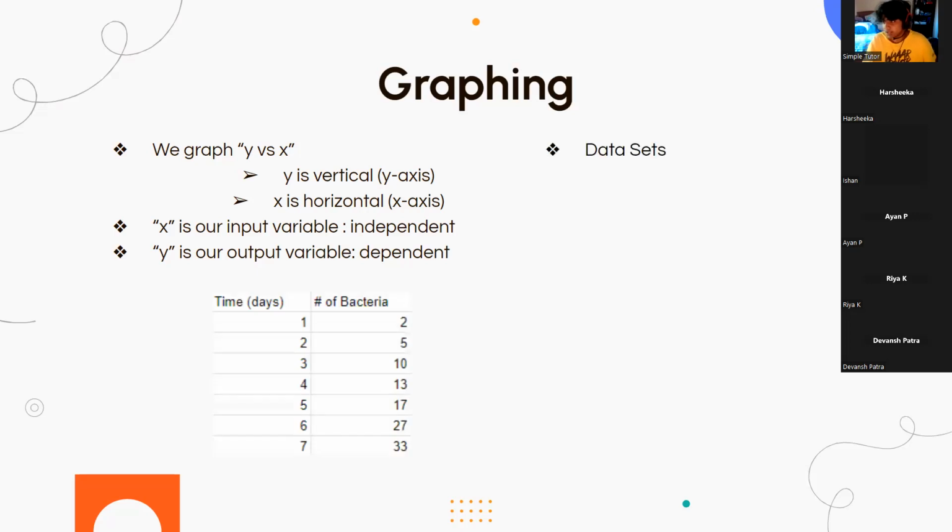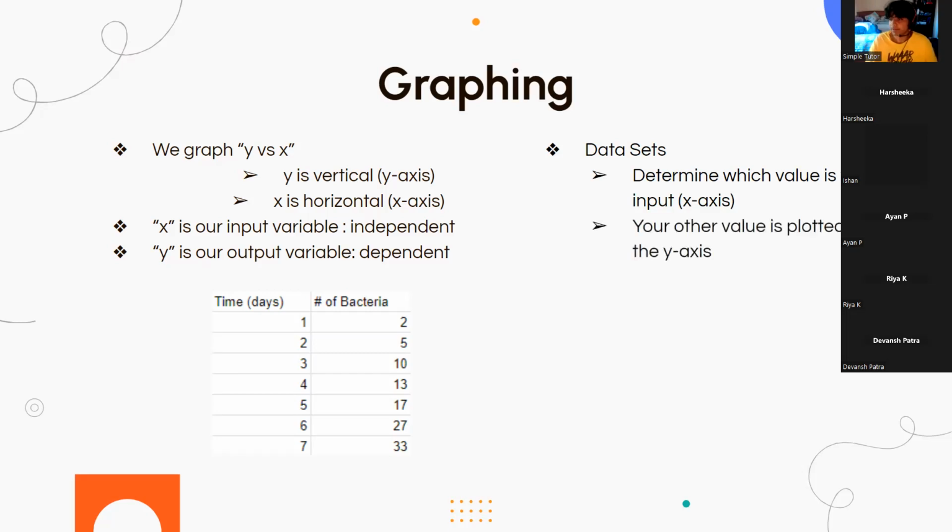So we can take a look at this data set that we're given right here. We have, as you see, time, days, and number of bacteria. When we get data sets for graphing, it's important to first determine which value is your input value. Between time, days, and number of bacteria, time in days is clearly our input value because as time changes, the number of bacteria changes, and it's not the other way around. And therefore, your other value is going to be placed on the y-axis.